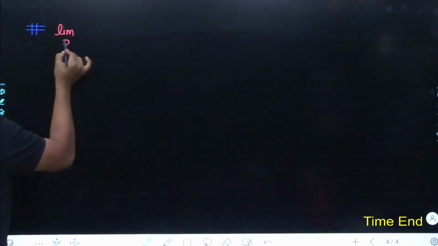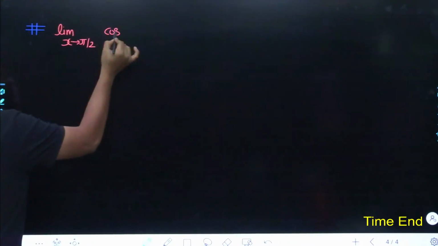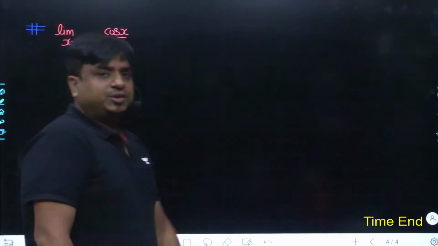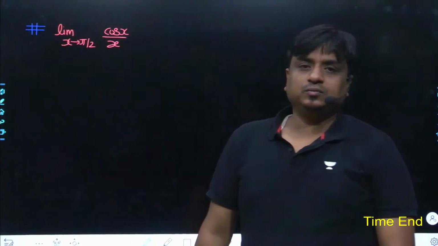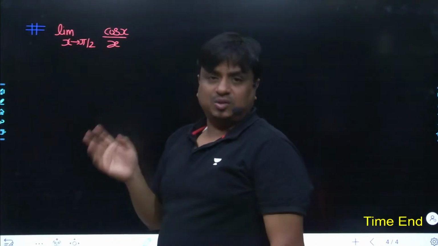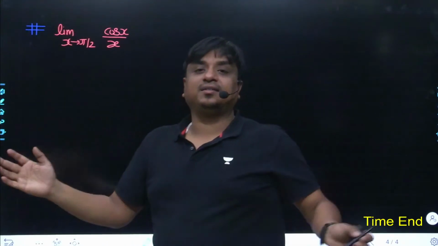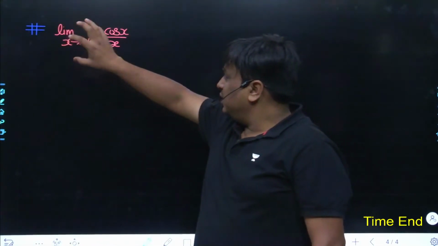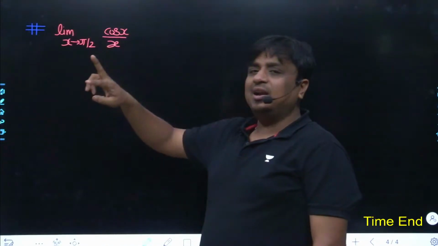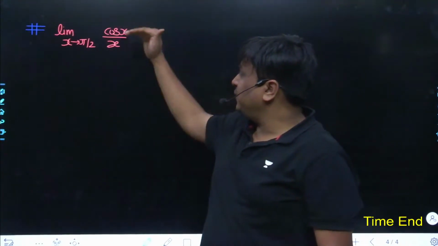Limit x tends to pi by 2 of cos of x divided by x. May I know what would be its value? One thing is quite sure. Cos of x is a continuous function in the entire region of x. And x is a polynomial of first degree, so it is continuous in the entire region of x. So what we do here is plug x equals pi by 2 into cos of x as well as x. Why? Because the left hand limit and right hand limit are the same as the value of the function at x equals pi by 2, separately for cos of x as well as x.